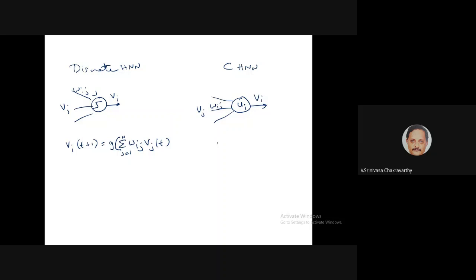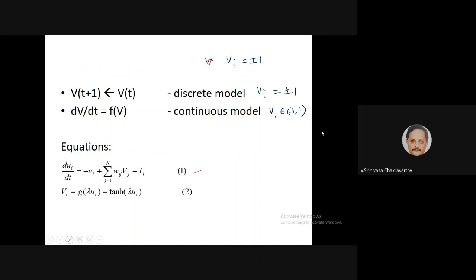In this case, it's not a static function, but it's a differential equation. What is the differential equation? Let's see that. If I have a neuron, these are inputs from other neurons. The internal variable of this is Ui, which is given as a function of the external inputs by this differential equation: dUi/dt is equal to minus Ui plus sigma Wij Vj plus Ii. So Ii is like the external input. Each neuron, in addition to getting inputs from other neurons, also gets inputs from the external world. That is Ii.